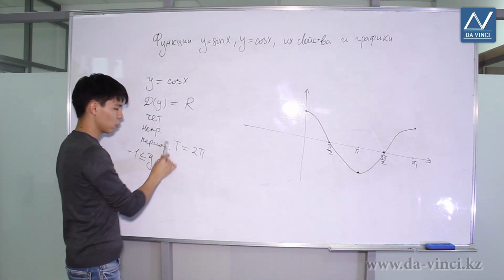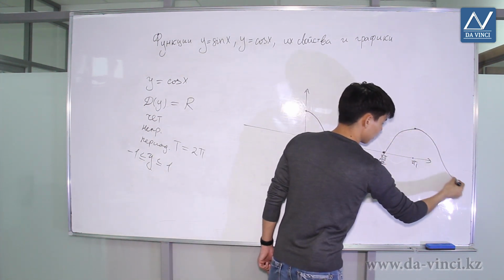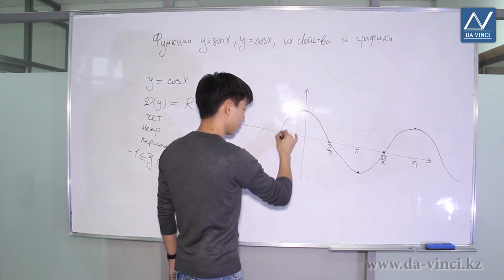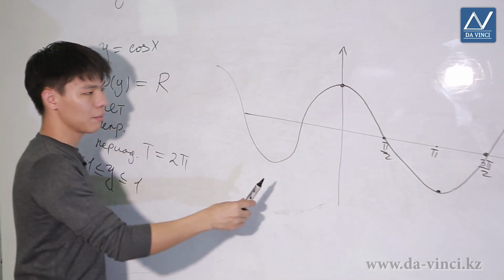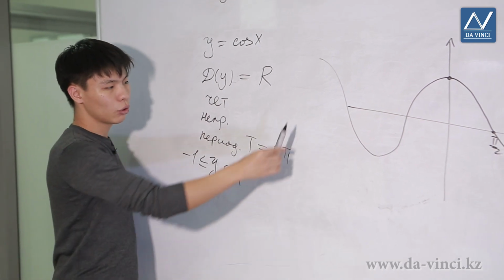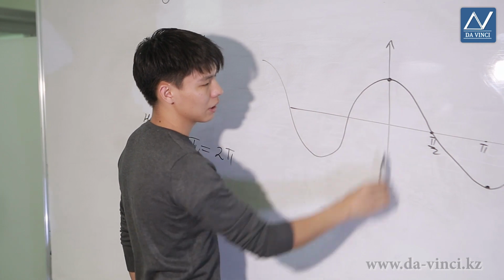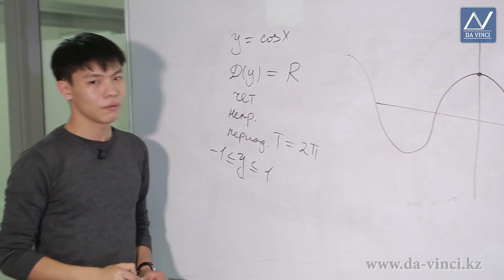Now, using the fact that the function is periodic, we can continue it infinitely, to the right and left. Pay attention that this curve looks exactly like the curve for sine. This curve is called a cosinusoid, and it is essentially the same curve, only shifted with respect to the y-axis. This video lesson is over.